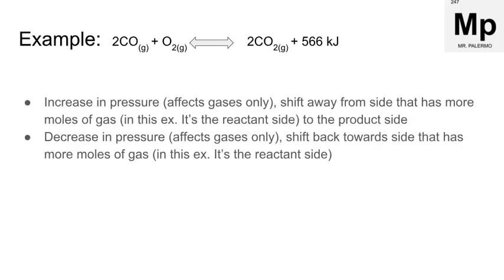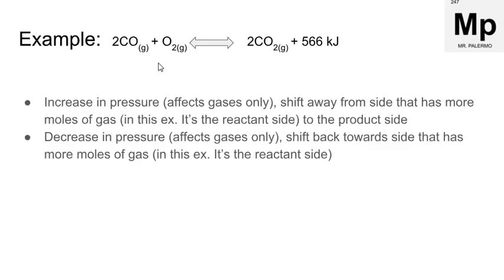Looking at pressure only affects gases, so you have to look at the reaction and say, is there any gas involved? In this case, yes, there is. The next question you ask is, which side has more moles of gas? So we can count them up. This side has 2 and 1 is 3 moles of gas on the left and only 2 moles of gas on the right. So this side is affected more by the increase in pressure.